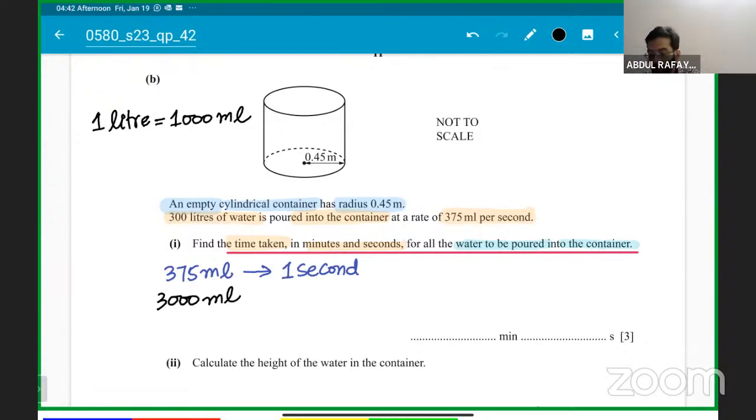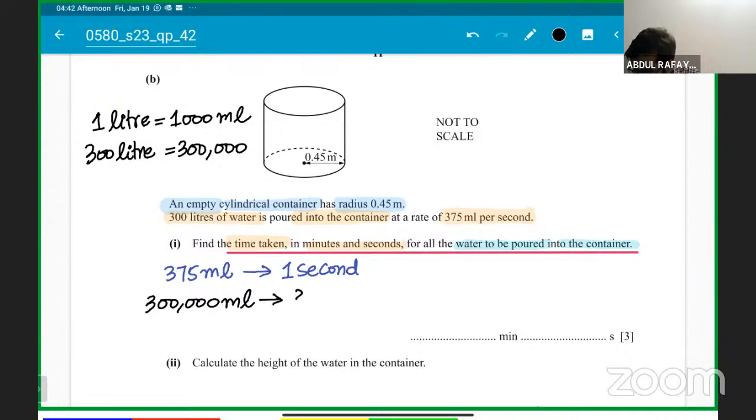ओके, सो कन्वर्ट कर लेंगे 300 लीटर्स को, सॉरी 300 लीटर्स को 3000 नहीं होगा, ज़्यादा होगा. 300 टाइम्स ऑफ 1000, ओके, 300,000 हो जाएगा. एवरीवन विथ मी? 300,000 ml हो जाएगा. इज एवरीवन क्लियर? पहले लीटर्स को कन्वर्ट sir.